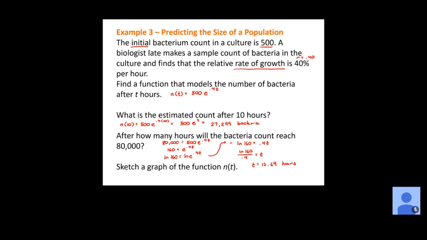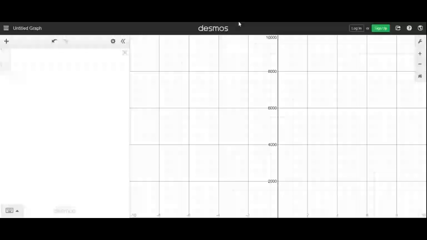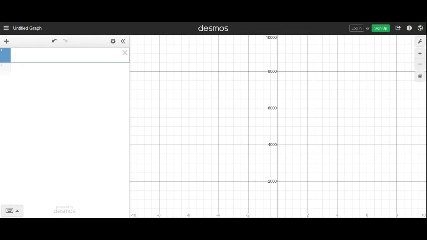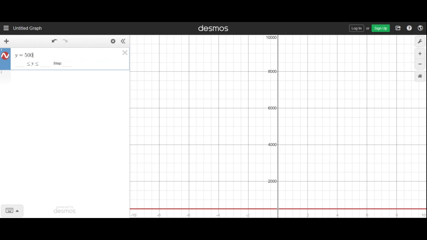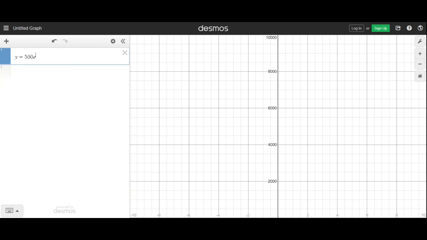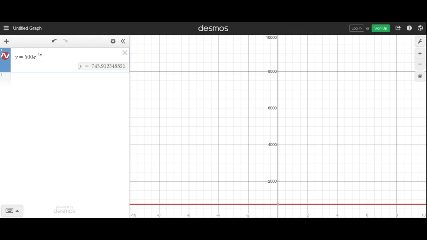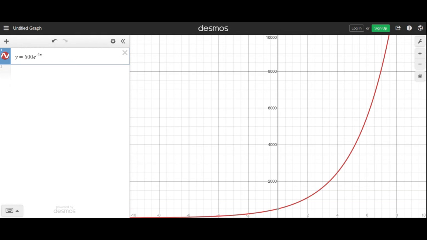All right, and then again, our last piece here, we want to sketch the graph. Again, I'm going to go to Desmos to do this, just so we can look at it together. All right, so this time, again, I'm just going to use y instead of N of t equals, we've got 500 as our initial population, e as our base, and we've got 0.4, and again, I'm going to use x instead of t. Now, the window that we used last time actually works pretty well for this one too. We can see that initial population of 500 right here, so that's our y-intercept.